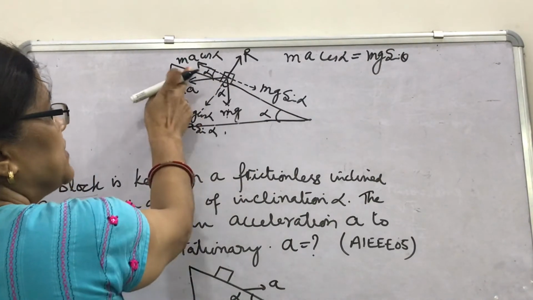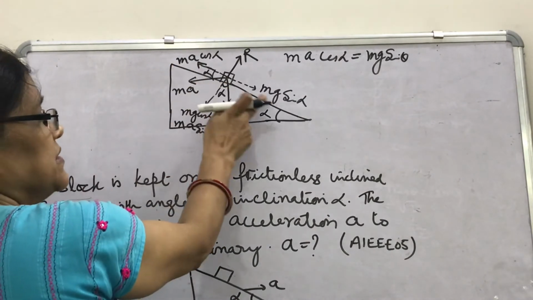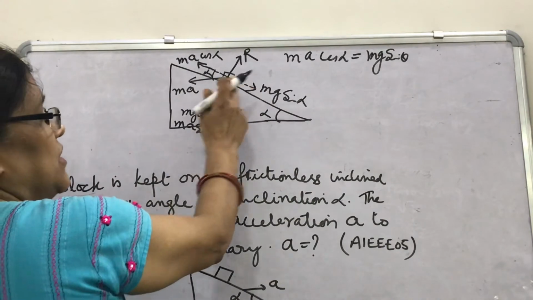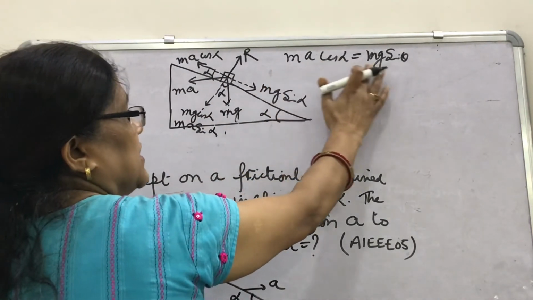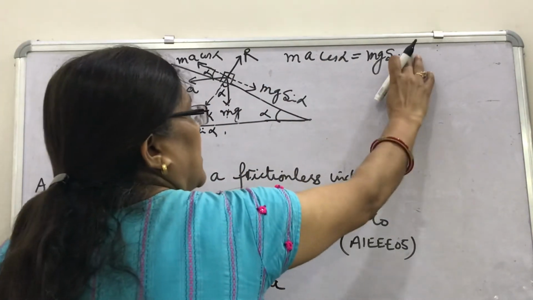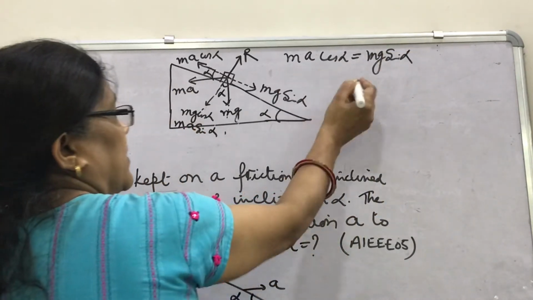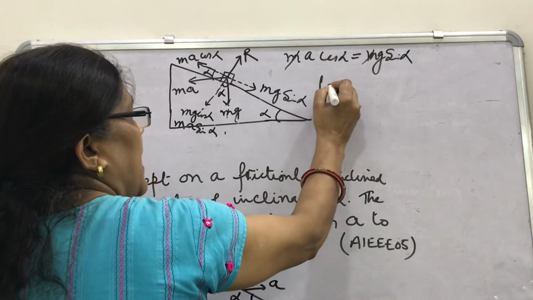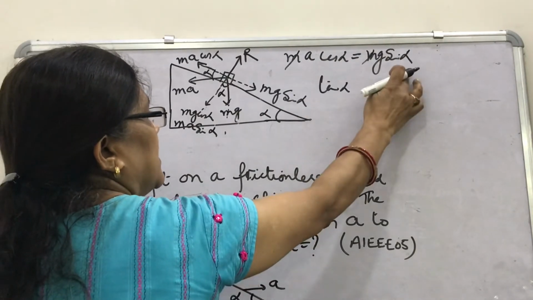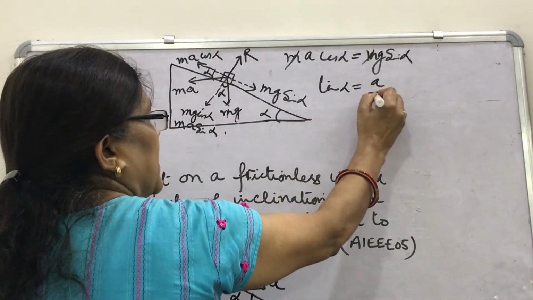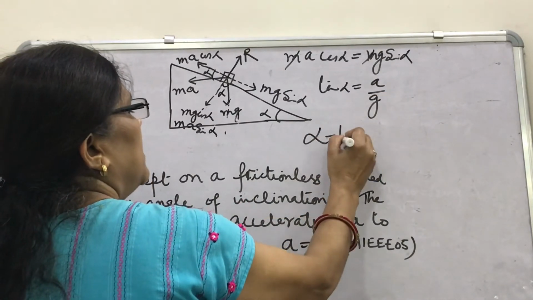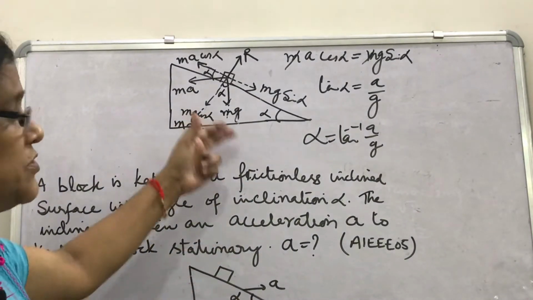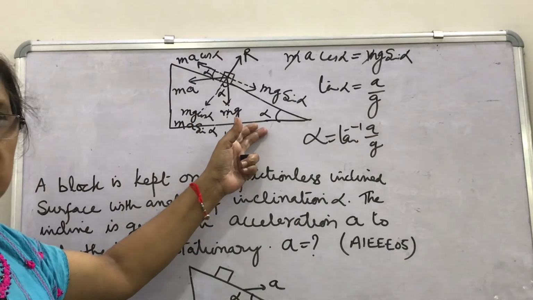Look, these components, ma cos alpha and mg sin alpha, act in opposite directions. So you write only this equation, and m and m cancel, giving tan alpha equals a by g. So alpha equals tan inverse of a by g. In this way you have solved this question.